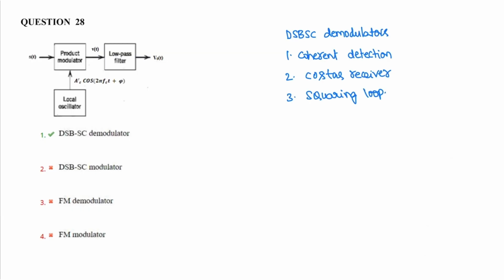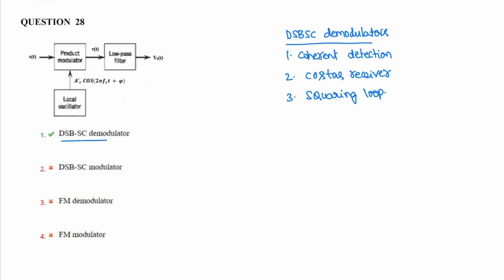Next question. A product modulator, low pass filter, and local oscillator are given. So this is a DSBSC demodulator. S of t signal is given. Various DSBSC demodulators are coherent detection, Costas receiver, and squaring loop. The correct option is 1. Initially, the coherent detection of DSBSC wave.